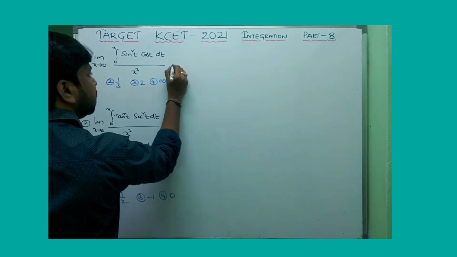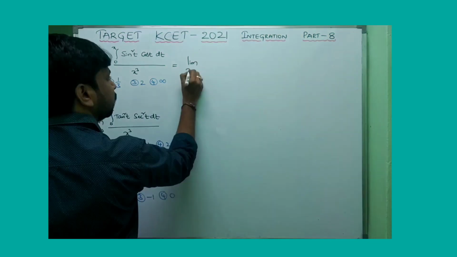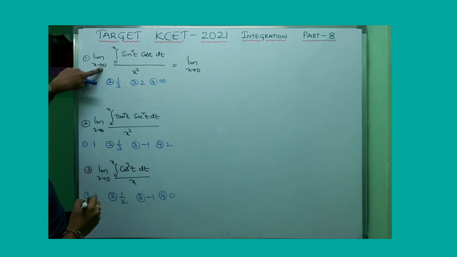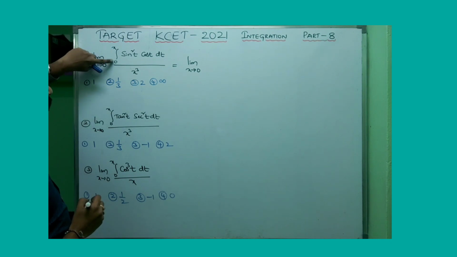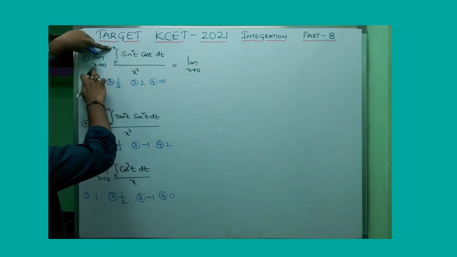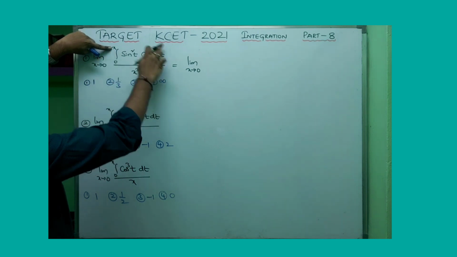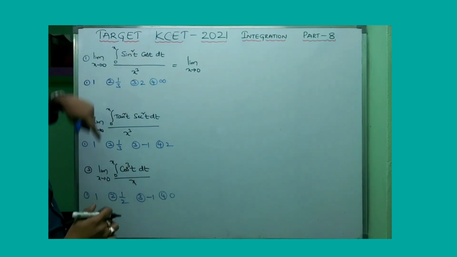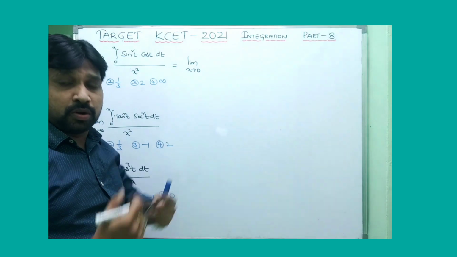This can be written as limit x tends to 0. If you observe, if you substitute the limits here, you will get 0 to 0. Instead of x, if you substitute 0, the numerator is 0, 0 cube is 0, so it is 0 by 0 form, and you can apply L'Hospital rule.